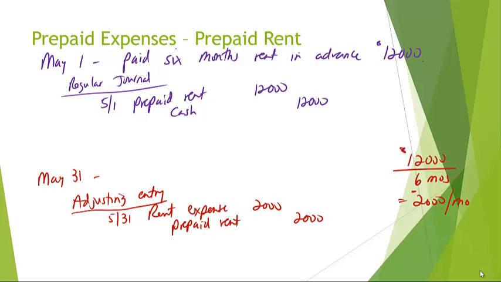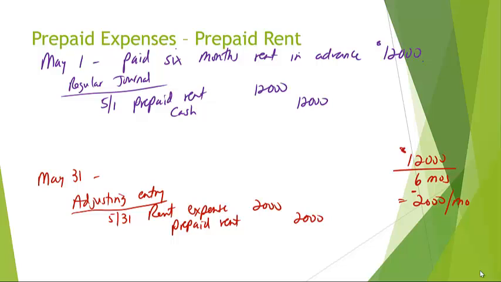All right, and then we also can take a quick look at prepaid rent. We think of prepaid rent and prepaid insurance in the same kind of way here. So on the regular journal entry on May 1st, we paid 6 months of rent in advance for $12,000. So the regular journal entry on 5/1 would be to debit prepaid rent for $12,000 as an asset coming in, and we'd credit cash and reduce that asset for $12,000. So that's the regular journal entry.